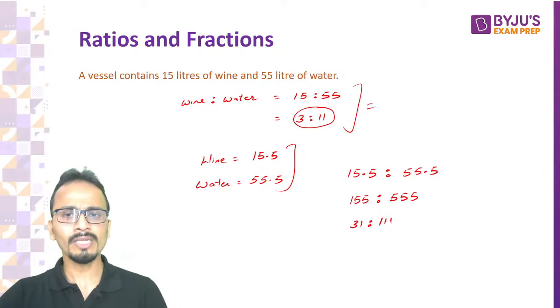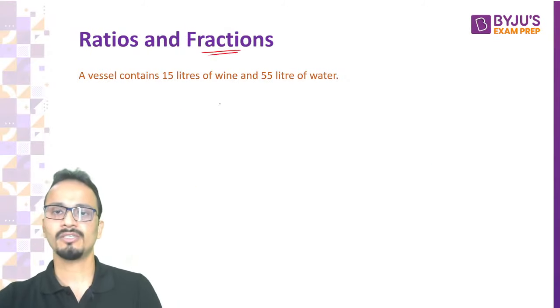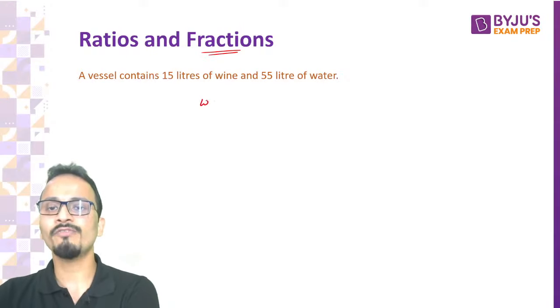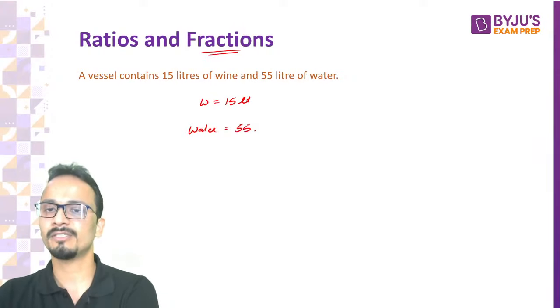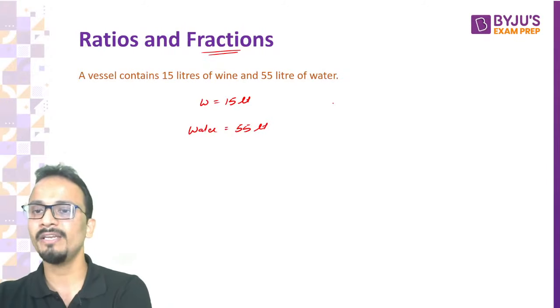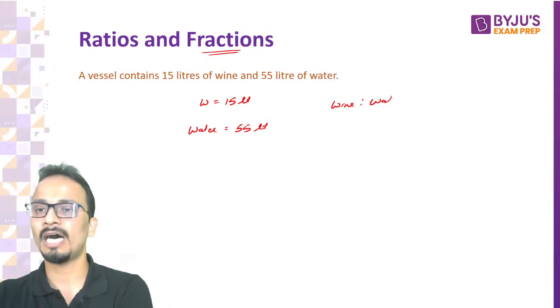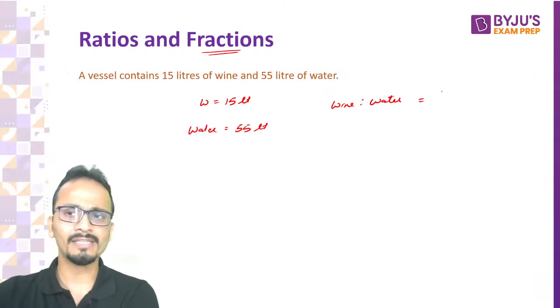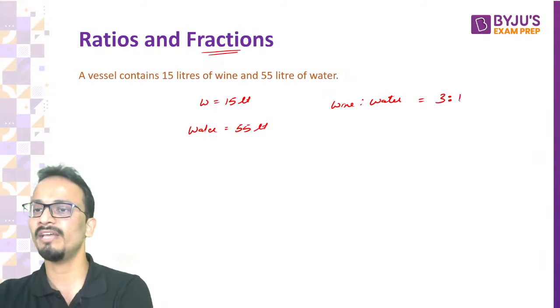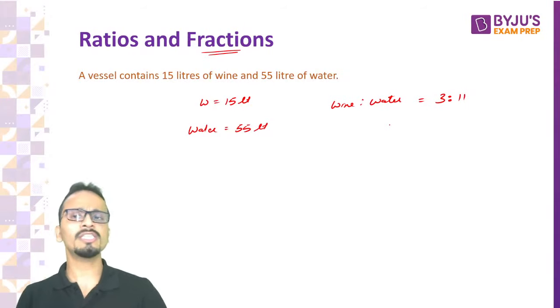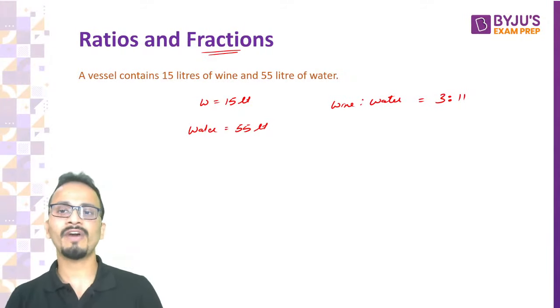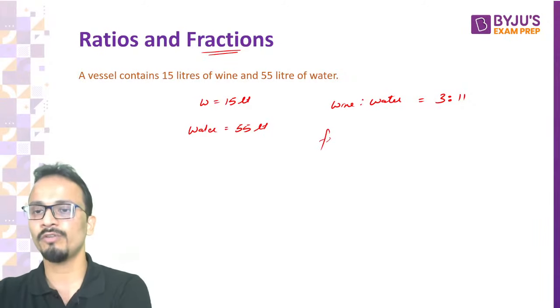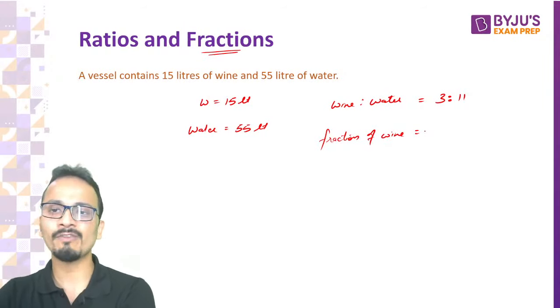Now let's talk about the term fraction. The quantity of wine here was 15 liters and the quantity of water was 55 liters. So the ratio in which wine and water are present is, I'll write the simplified ratio now, 3 is to 11. Now if the question is referring to the fraction of wine or the fraction of water, so first of all, fraction of wine.